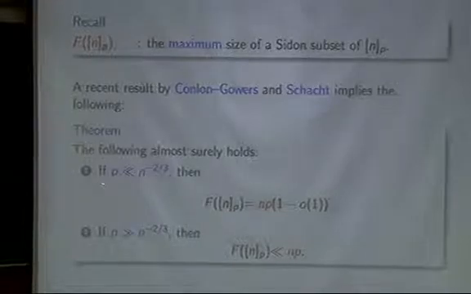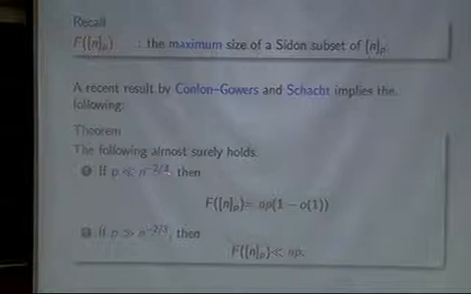So if p is far smaller than n to the negative 2/3, then the size of capital F of np is np, which is the size of the random set itself, because we take n integers and we choose each element with probability p. So the expectation of the size of the random set will be np. So this tells us that if p is smaller than this threshold, then the maximum size of a Sidon subset of a random set is the same as the random set.